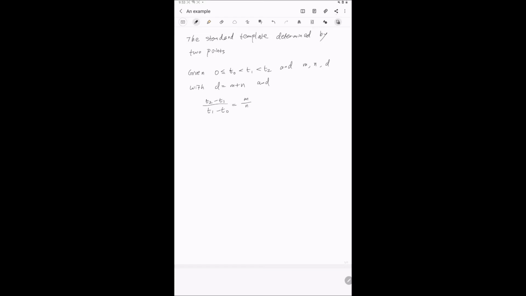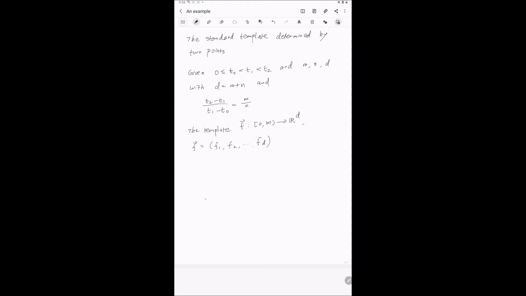Recall that a template is a vector-valued function from the non-negative real numbers to R^d. And f has d components denoted f1, f2, all the way through fd. Now we'll describe this template. Now we'll construct a template by a graph.